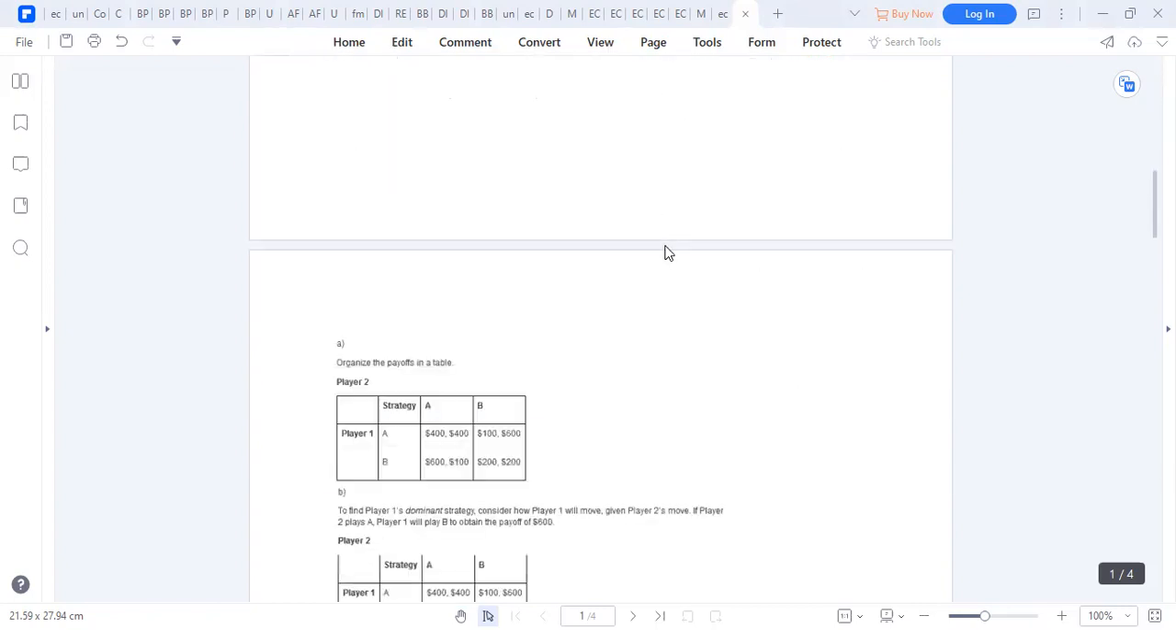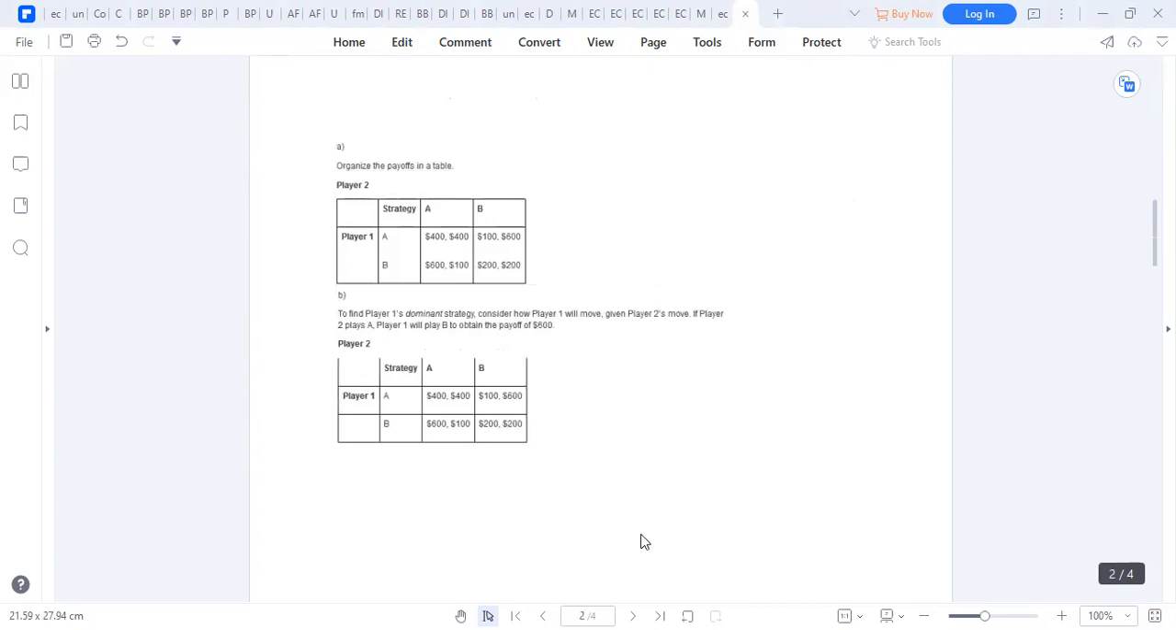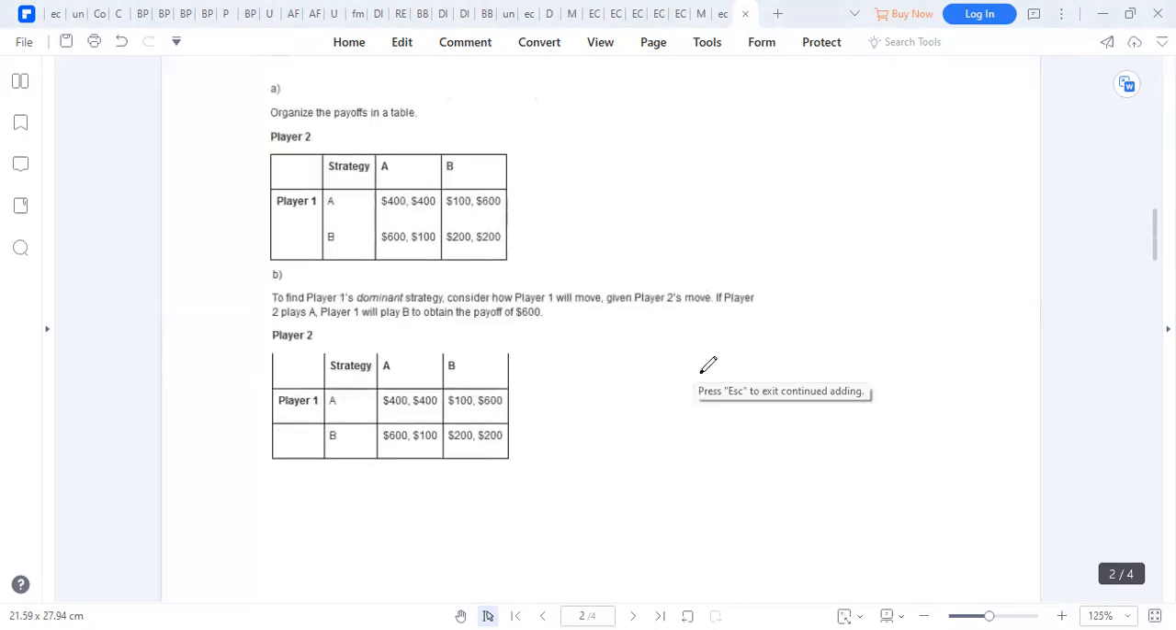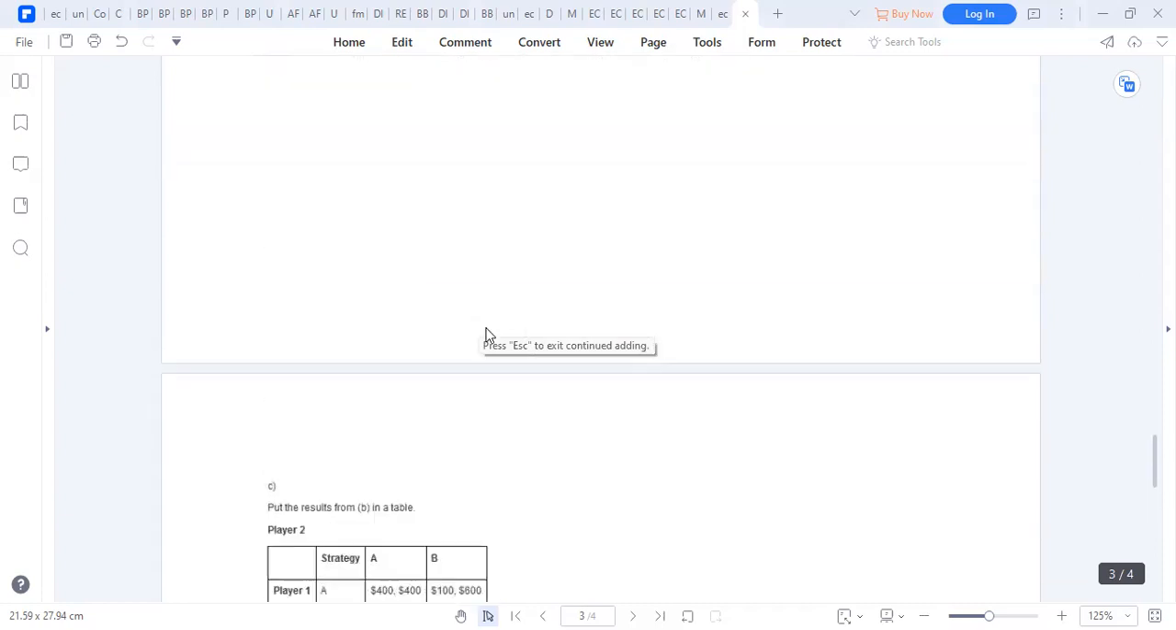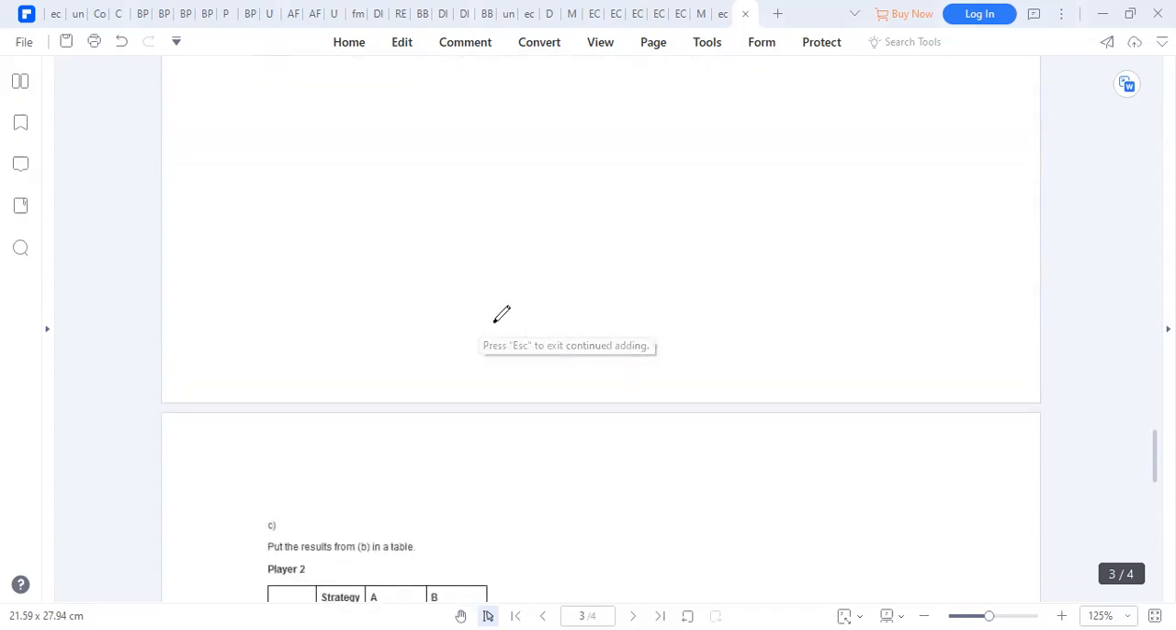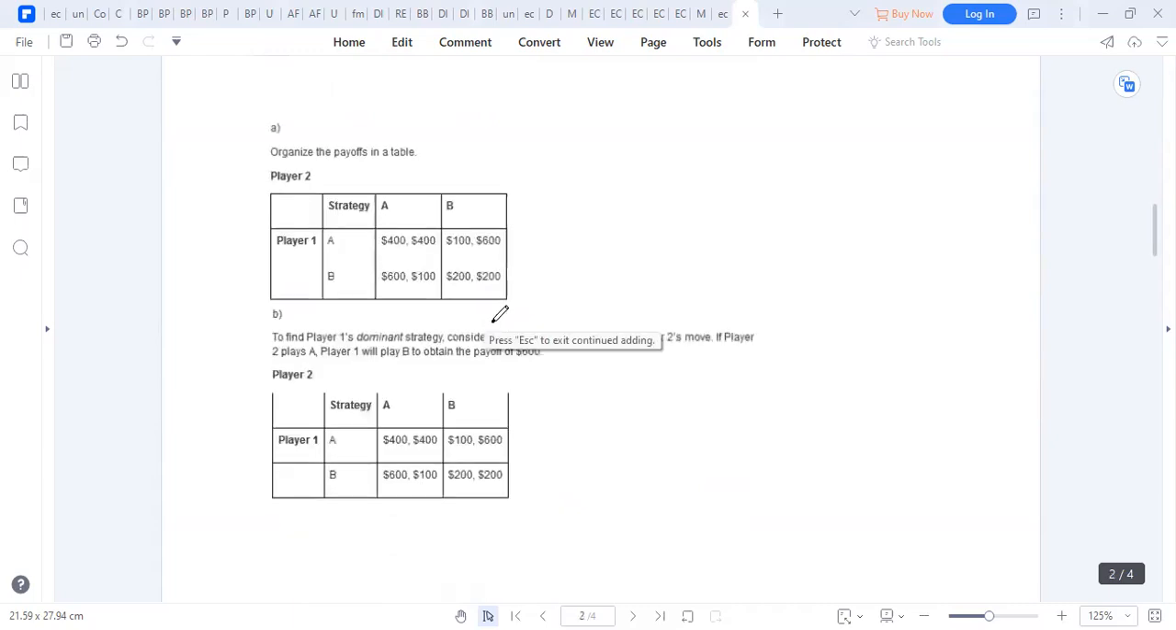Are you writing something? I'm just underlining. Can you see these boxes that I have here? Yes. So there's player 1 and player 2.